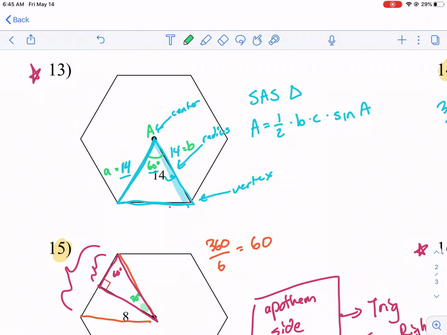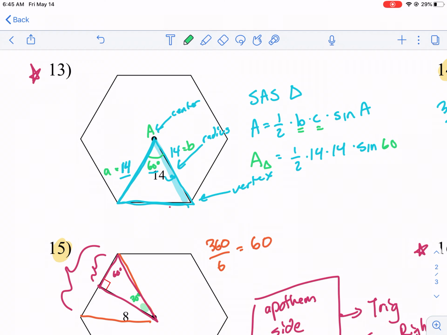Okay, in this case, for all these regular polygons, B and C are going to be the same because the radius is the same. So what do we do from here? All we do is 1/2 times 14 times 14 times sine 60, and that's going to give us the area of that blue triangle.